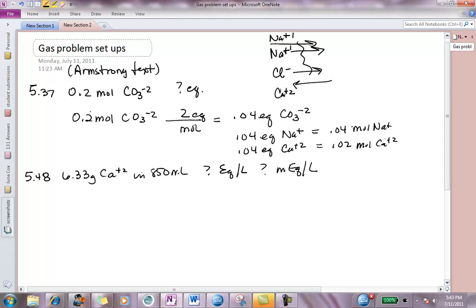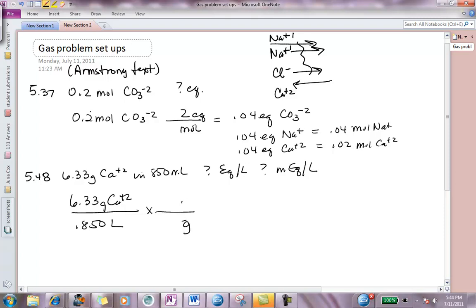So the next problem tells you that you have 0.633 grams of calcium plus 2, and it's in 850 milliliters. I'm immediately going to shift that into liters because my answer is asking me for equivalents per liter or milliequivalents per liter. As with the previous problem, I know that there are 2 equivalents in every calcium plus 2 ion, but actually I'm not ready for that yet, and hopefully you caught why.